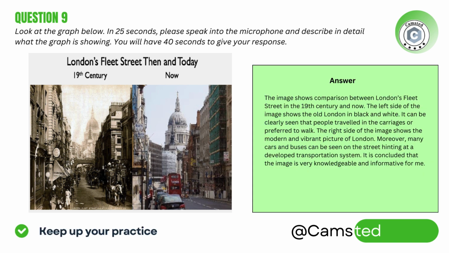The image shows comparison between London's Fleet Street in the 19th century and now. The left side of the image shows the old London in black and white. It can be clearly seen that people traveled in the carriages or preferred to walk. The right side of the image shows the modern and vibrant picture of London.